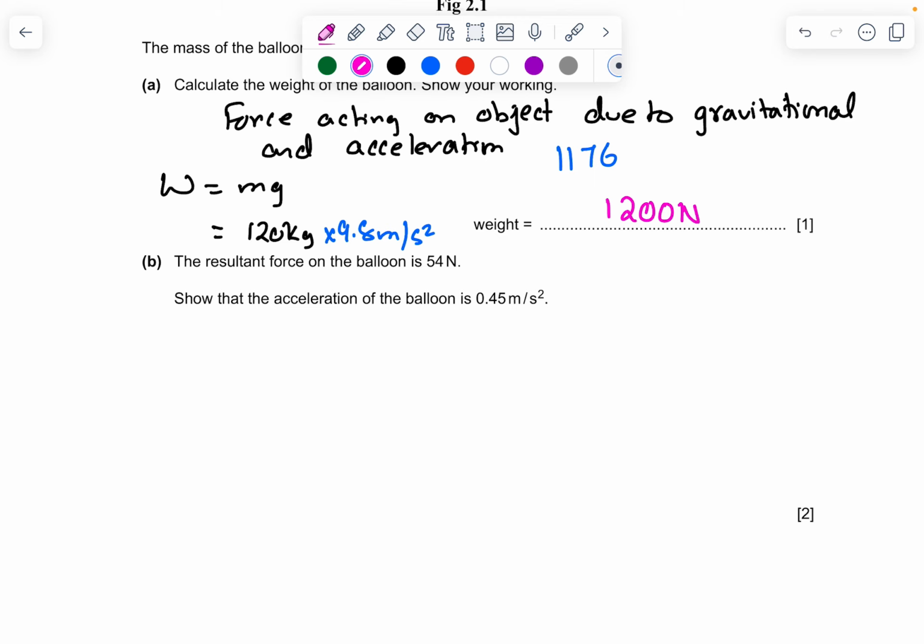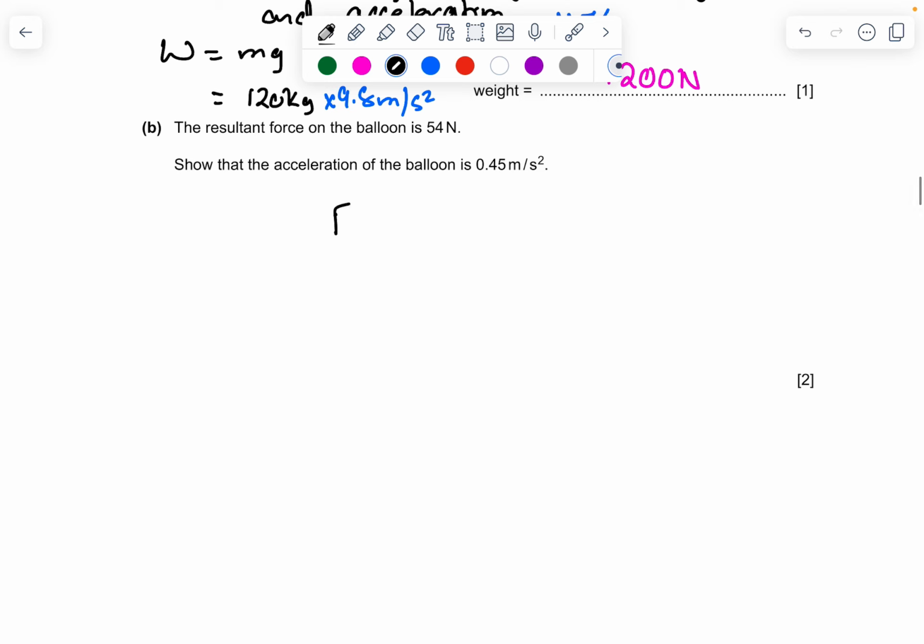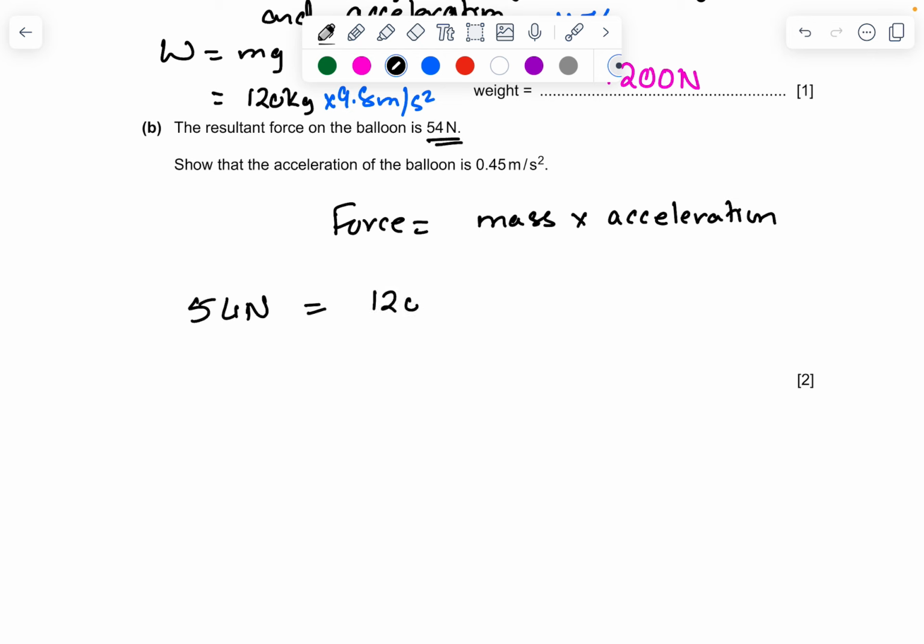The resultant force on the balloon is 54 newtons. Show that the acceleration is 0.45 meters per second squared. Just now we have learned that force equals mass times acceleration. What was the force? It is 54 newtons. So 54 newtons equals mass 120 kg times acceleration a. So a equals 54 divided by 120, which is 0.45 meters per second squared. That's what he's asking us to prove.